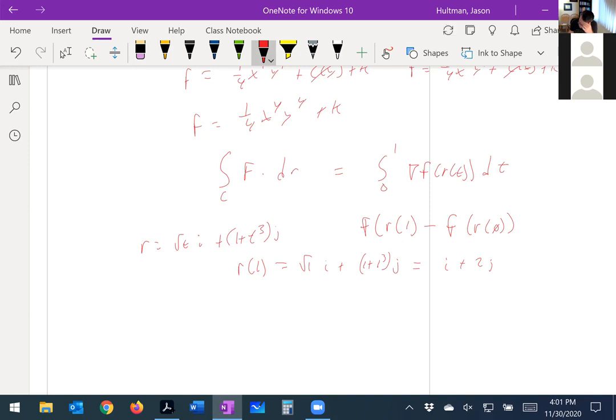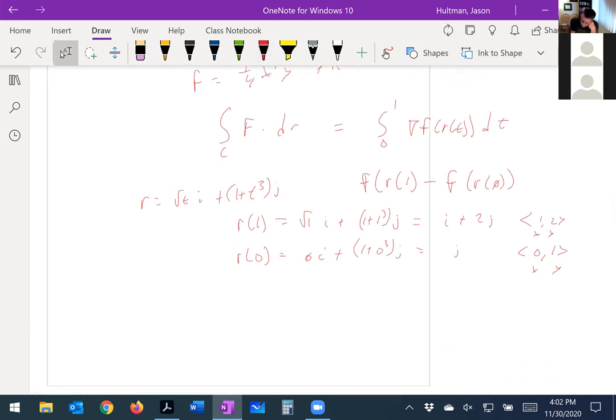If I put it in component form, that becomes 1, 2. This is my x and that's my y. Then r of 0 is going to be 0 i plus 1 plus 0 cubed j, so that just equals j. So this is 0, 1. This is my x and that's my y.